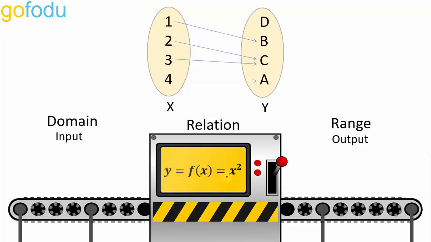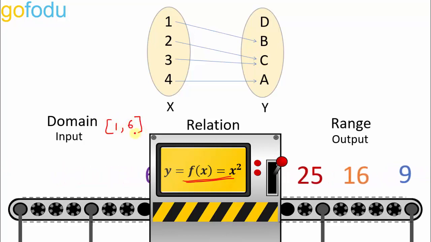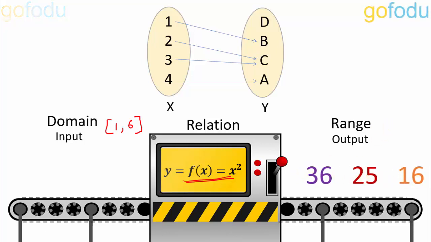Take another example. This function f of x is equal to x square. For this function, all these values 1, 2, 3, 4, 5 and 6, from 1 to 6, will be the domain of this function, and the values 1, 4, 9, 16, 25, 36, all these values will be the range of the function.